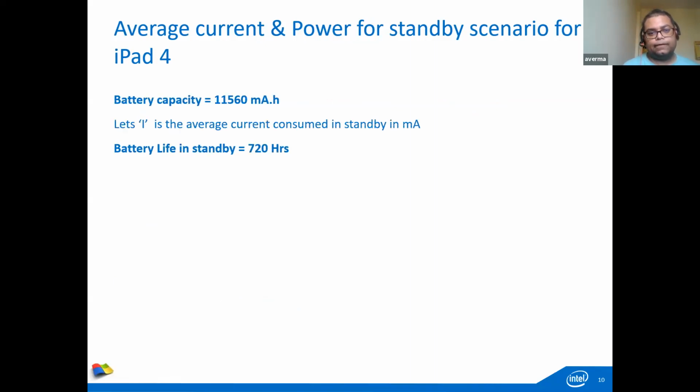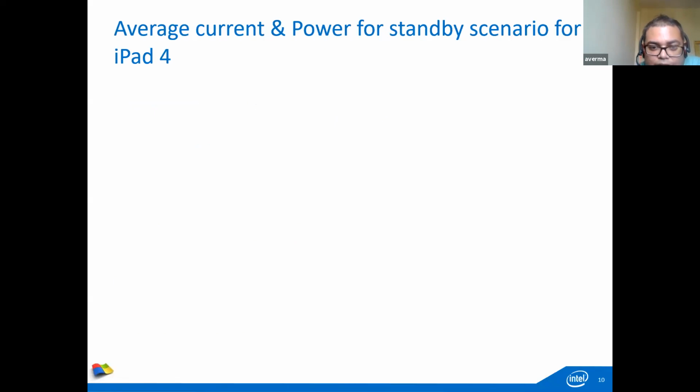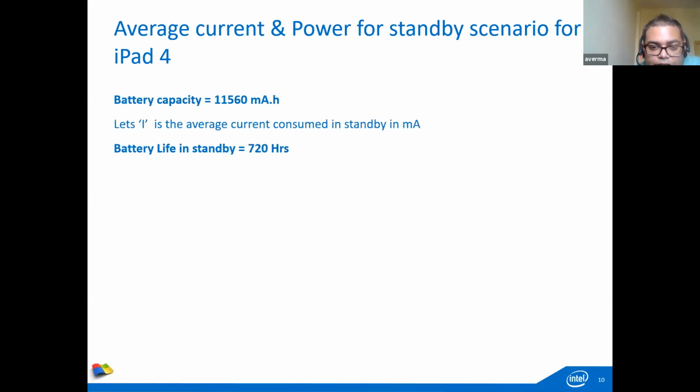Okay, so battery capacity given is around 11,560 milliampere hour, and let I be the average current consumed in standby in milliampere. Battery life in standby is 720 hours. Let me quickly go to the last page. There we had given standby time up to 720 hours, and that is what we are trying to decode. So this is the specification given. Battery capacity is 11560 milliampere hour, and battery life in standby is 720 hours.